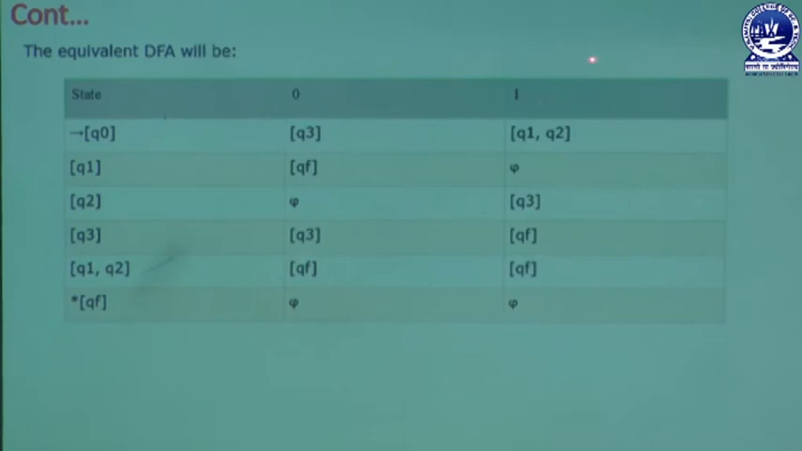taking 1 gives Qf, and here Qf is known as a final state, that's why it is marked with a star, and whenever it takes 0, it is phi, then 1, it is phi. So that means no new state is created whenever the final state takes any input symbol in this conversion technique.